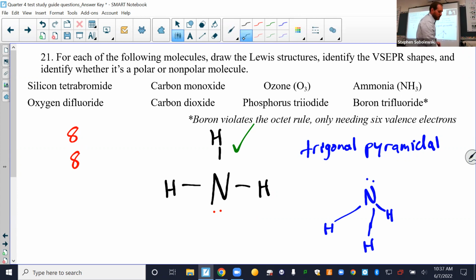And when it comes to polarity, it's very simple. Do you see lone pairs of electrons on the central atom? Yes, therefore it's polar.